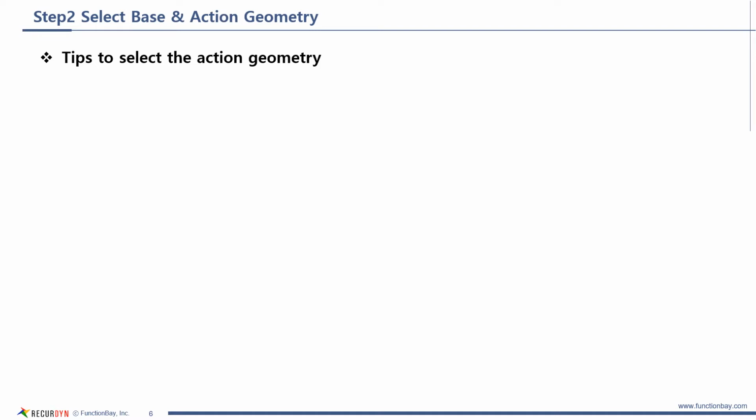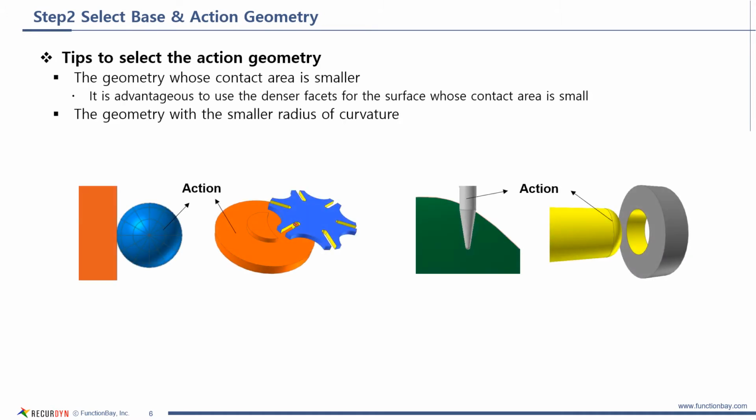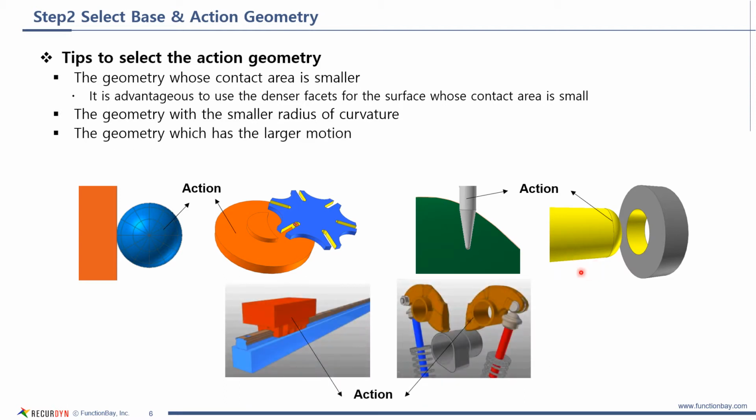Step 2, you need to select the base and action geometry. Let me introduce the tips to select the action geometry. First, select the geometry whose contact area is smaller as action. It is advantageous to use the denser facets for action geometry, the surface whose contact area is small, like this. Second, select the geometry with a smaller radius of curvature as action, like this. And select the geometry which has the larger motion as action.